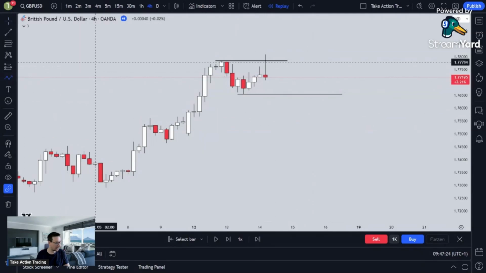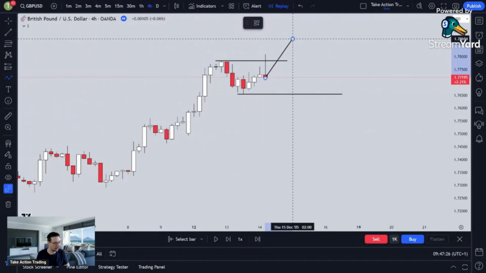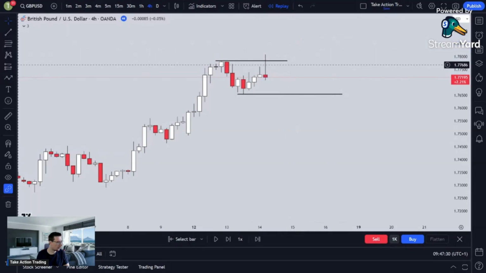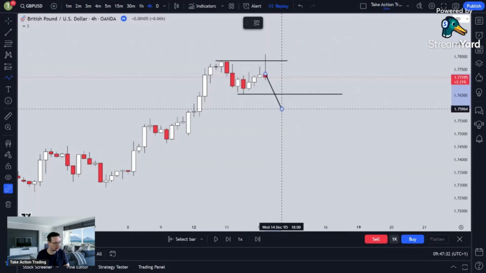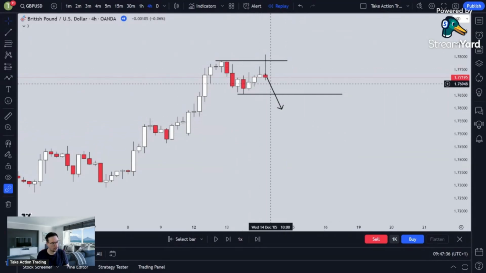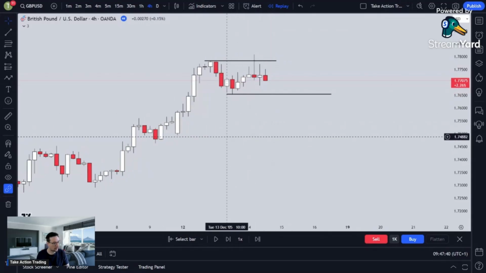So we have two options here. Option one, market continues higher. Well, buyers are still in control of price. Option two, market pushes under this low and sellers are in control of price. And I'll explain why this is so important in my trading. So let's see what happens.